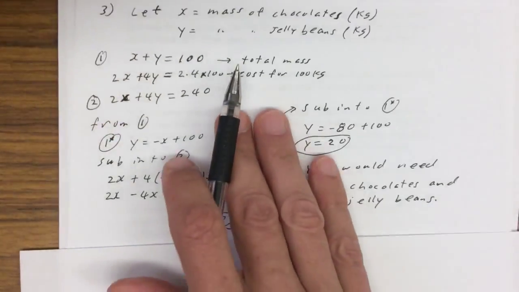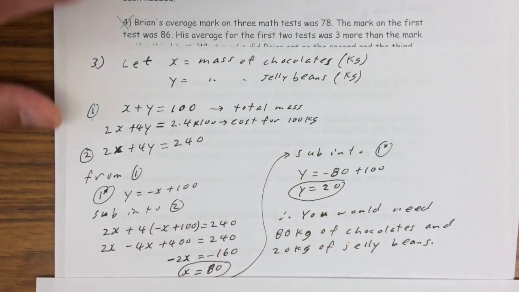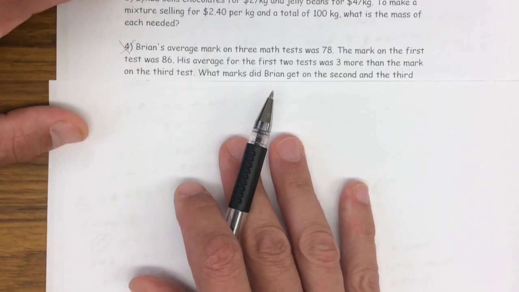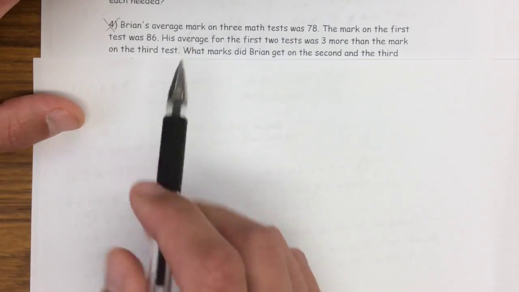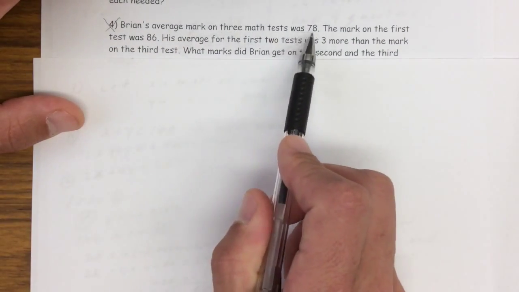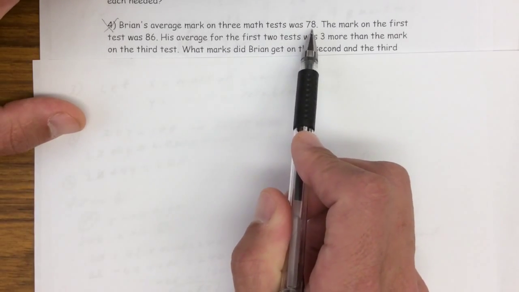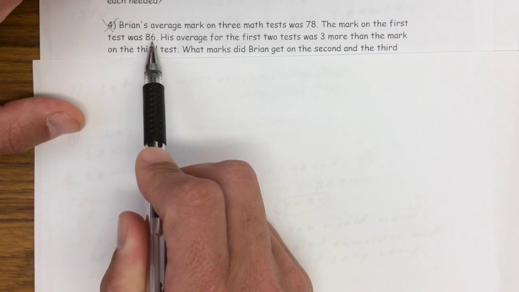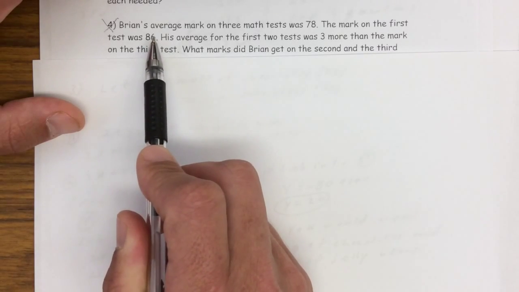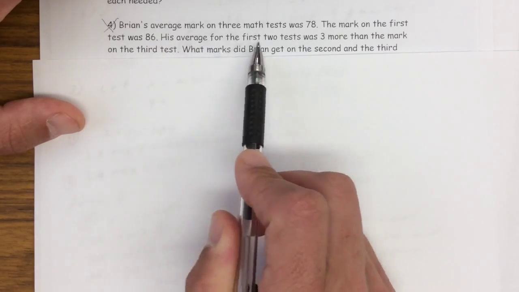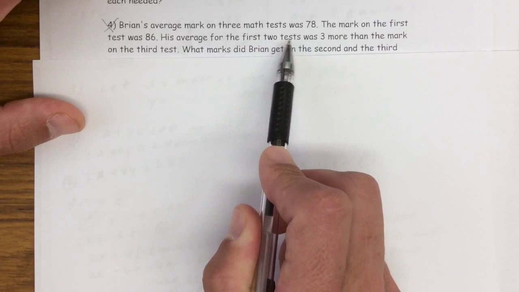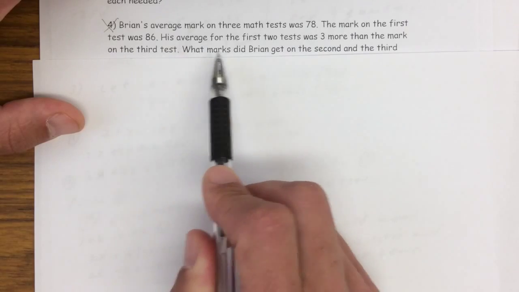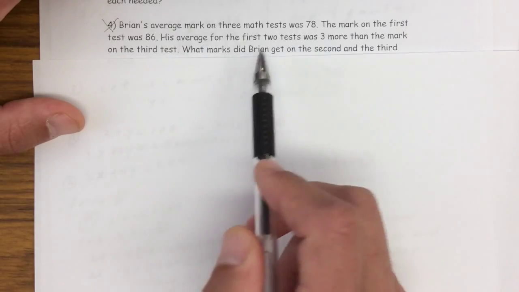All right, next question is question 4 here. Question 4 is a little bit more complicated. So Brian's average mark on 3 math tests was 78%. The mark on the first test was 86. So you've got 3 tests, and you know what the first one is. His average for the first 2 tests was 3 more than the mark on the third test. What marks did Brian get on the second and third test?